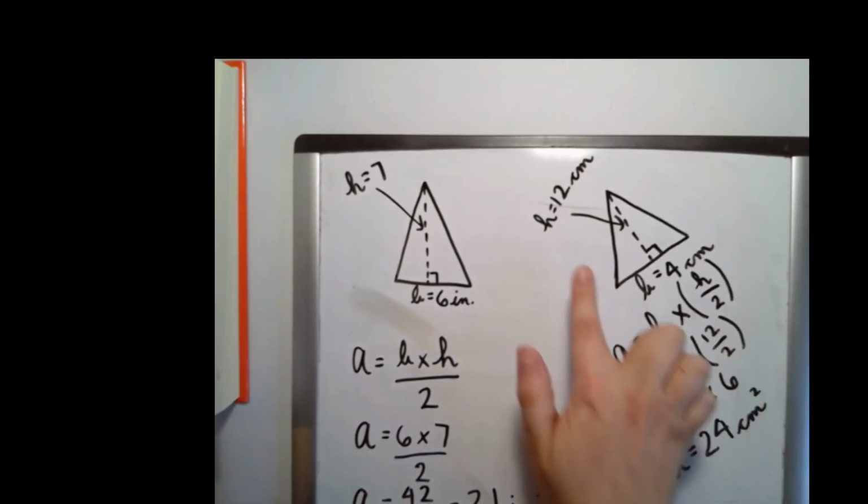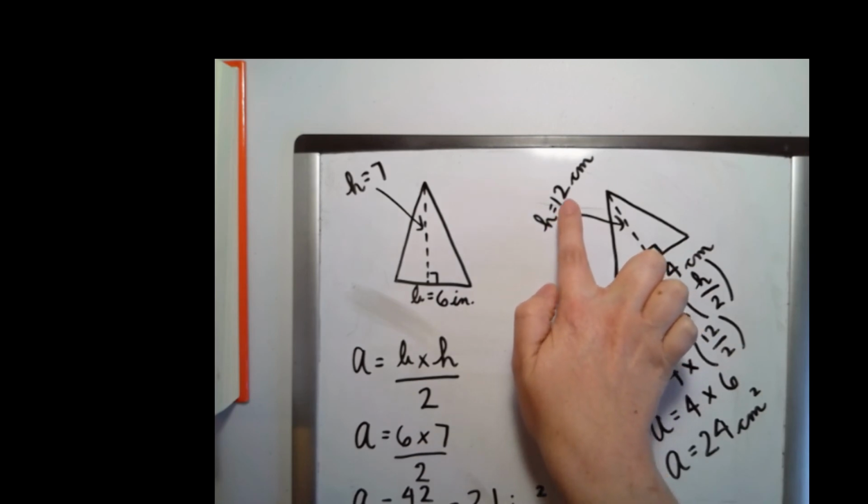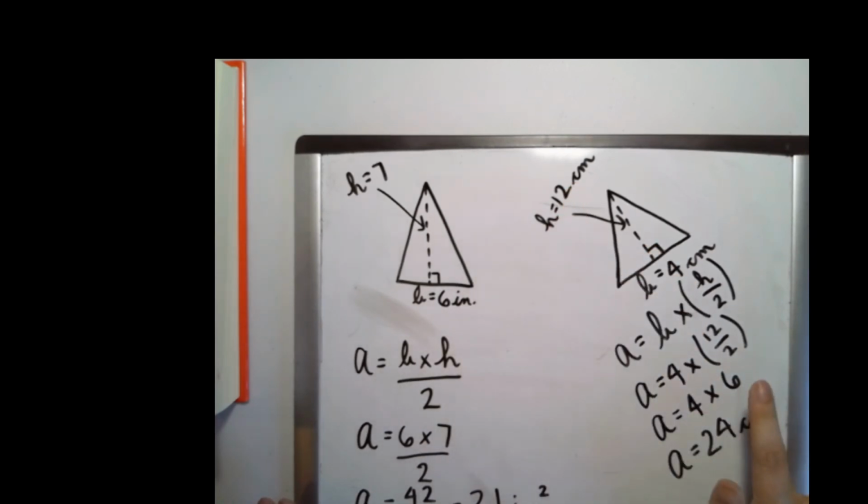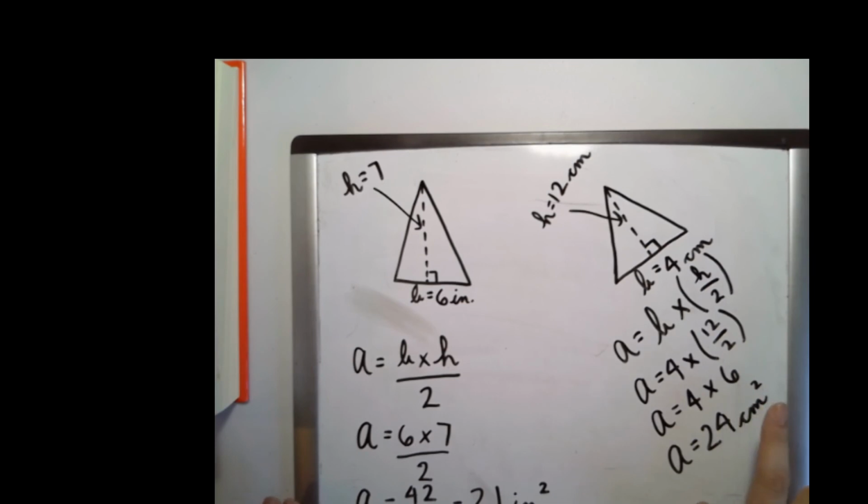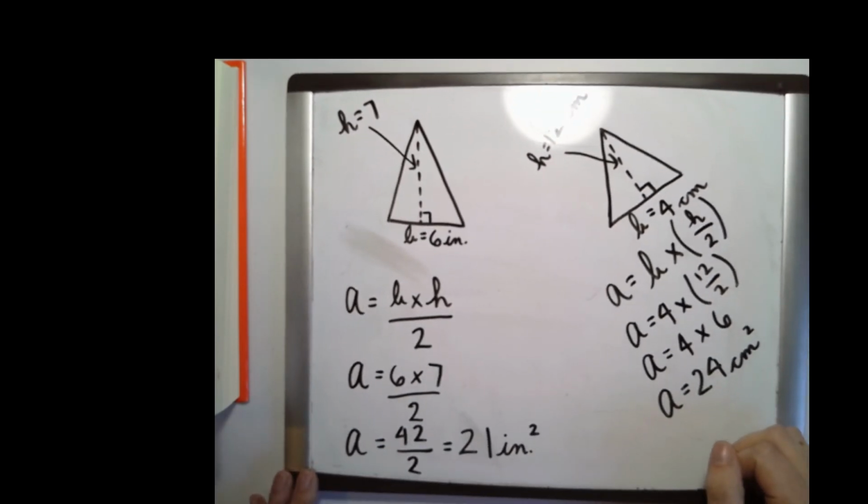But as I was saying here, instead of having to multiply by 12, we just split this in half, which gives us 6. So instead of having to multiply 4 times 12 and get 48, and then divide 48 by 2 to find 24, all we have to do is multiply 4 by 6, which is an easier math fact to do. And that gives us 24 square centimeters.